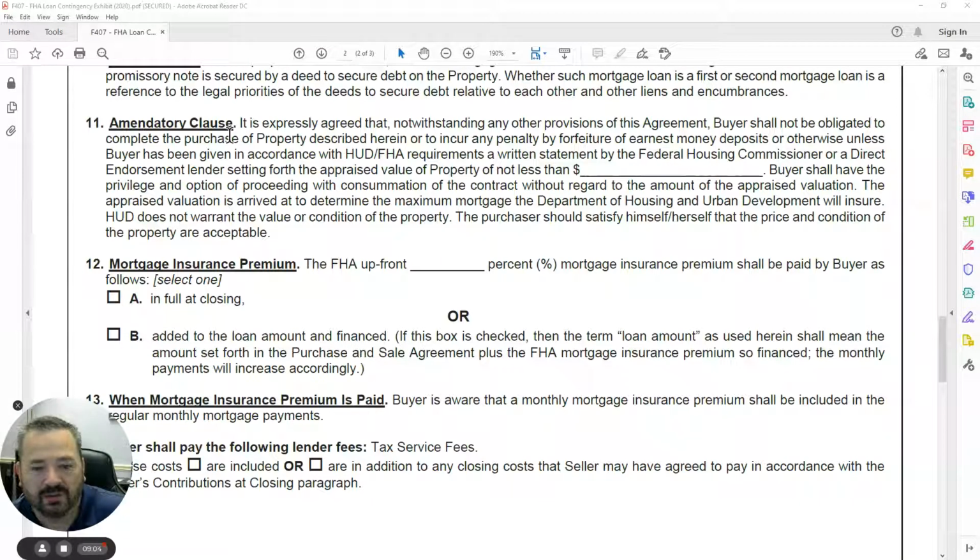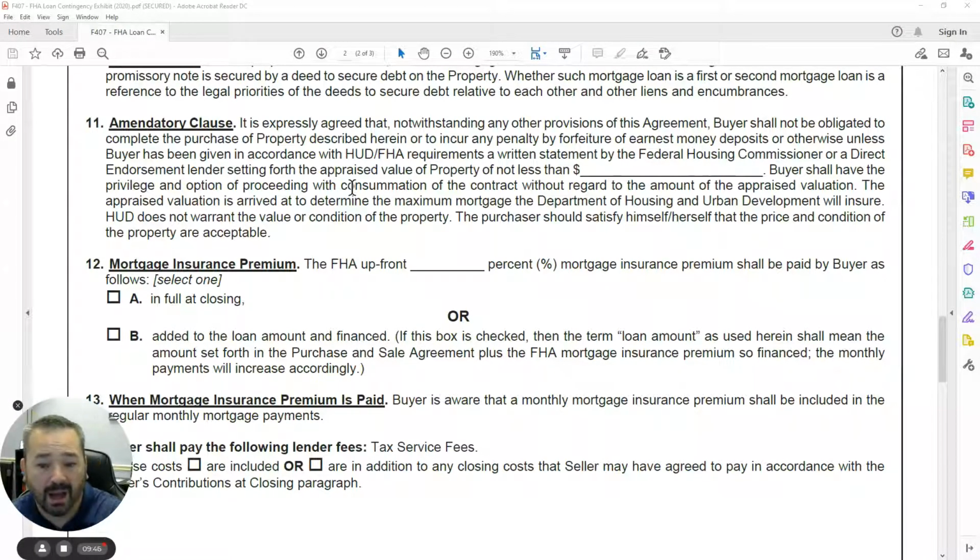And what this paragraph tells us is that the buyer shall not be obligated to purchase the property or incur any penalty by forfeiture of earnest money unless the buyer has been given an appraisal setting forth the appraised value of the property of not less than, and we fill in the blank with whatever our contract price is. So we're buying a home for $267,000. Then we're going to put $267,000 in here. And what this paragraph says is if our appraisal is not for $267,000, then the buyer shall have the privilege and option of proceeding.